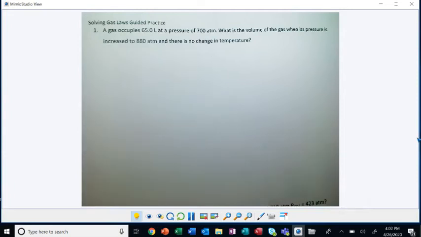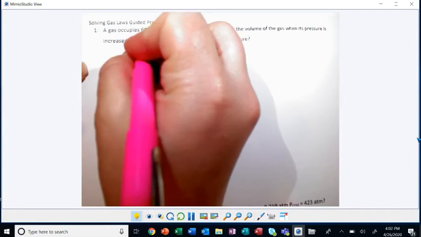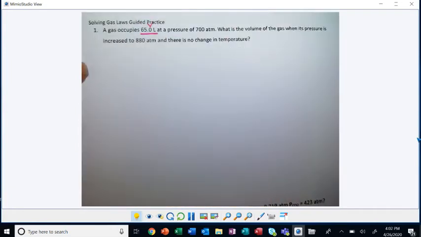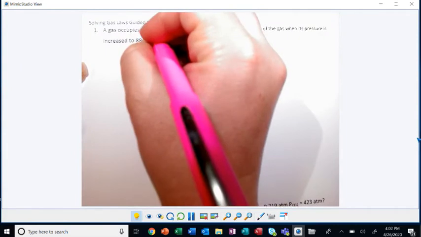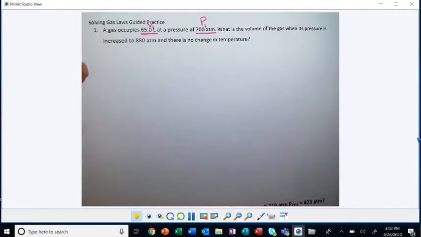We're going to walk through about 4 problems on how to solve gas laws. So let's start with number 1. Number 1 says a gas occupies 65 liters, and that's going to be our volume, at a pressure of 700 atm. That's going to be our pressure. So this will be V1, P1.